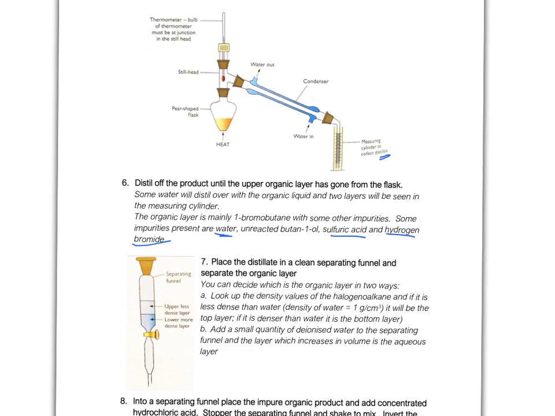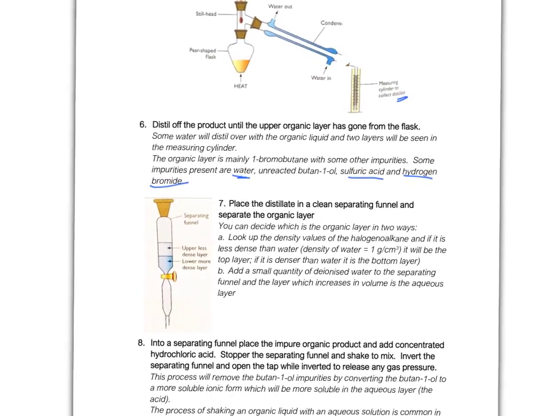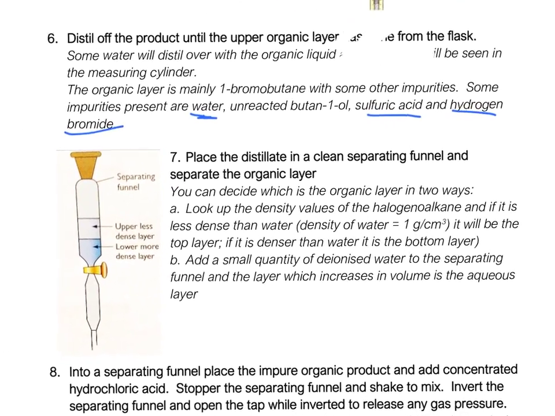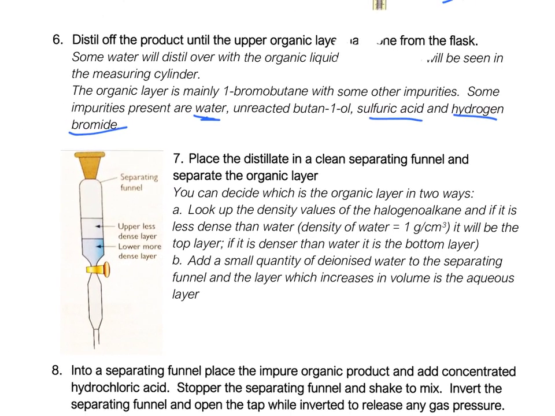Okay, so as you can see here, we've got a separating funnel, which hopefully you remember from GCSE. We use a separating funnel to separate 2 immiscible liquids. That means liquids that don't mix. So we can see that in our separating funnel we have our 2 layers. The more dense layer sits on the bottom, and the less dense layer sits on the top.